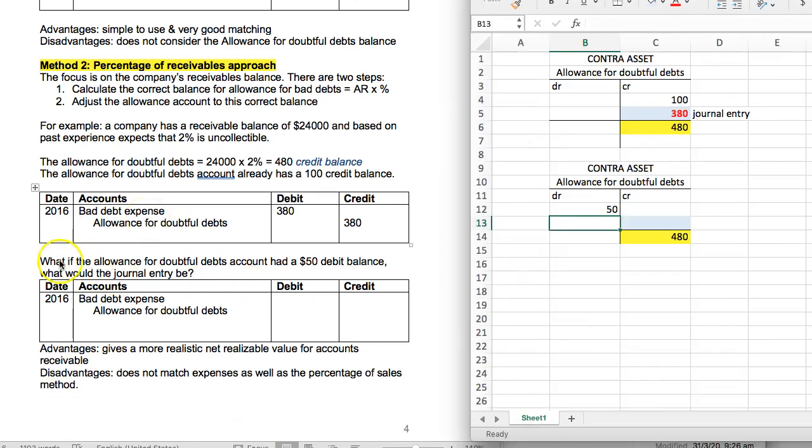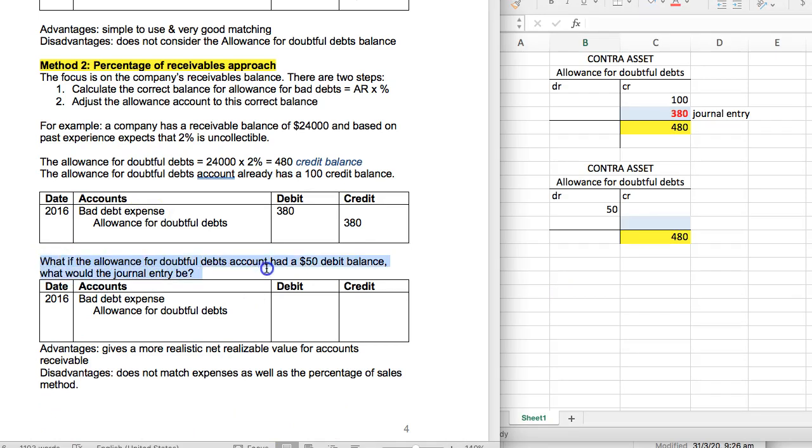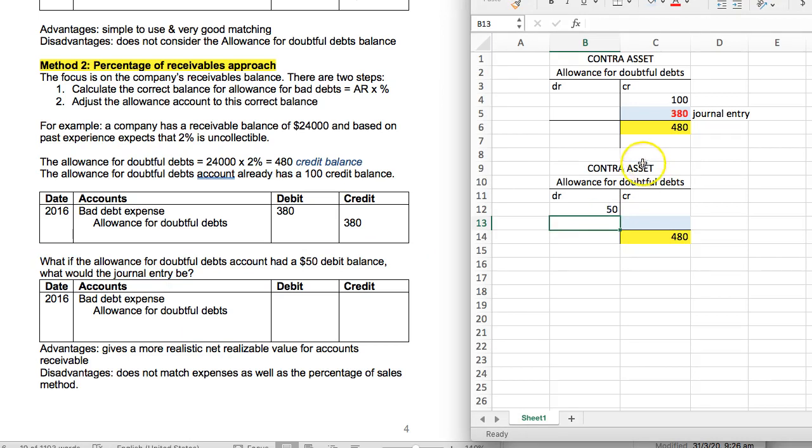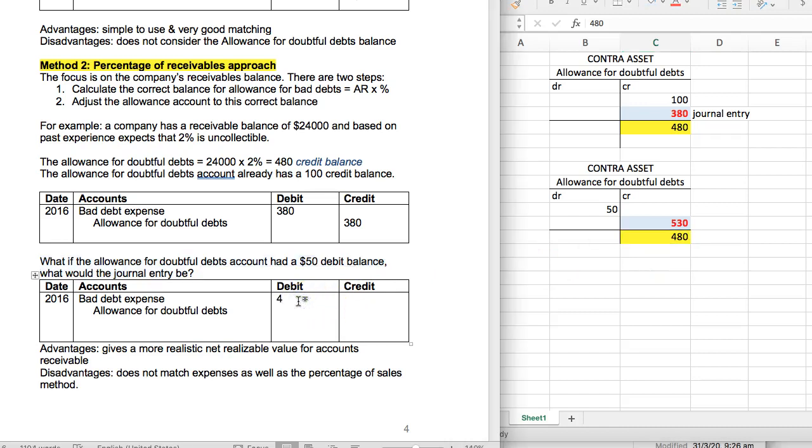So take a look at this second situation. What if the allowance had a $50 debit balance instead? So I've demonstrated that here. The 50 is on the debit. We've still got this same balance. What number has to go here? This number minus 50 equals 480. So to get this number, I'm going to add these two together and I'm going to get 530. So can you check? 530 minus 50 equals 480. The same debit and credit, and we put our 530 number in here.